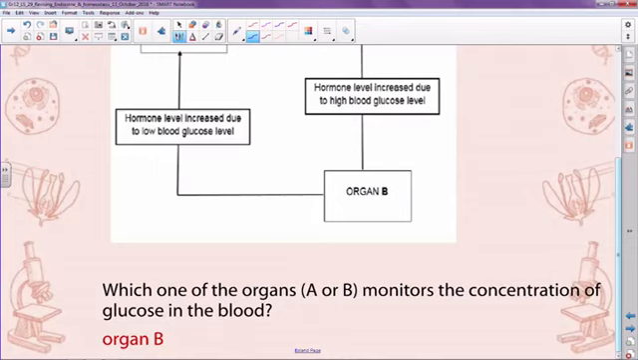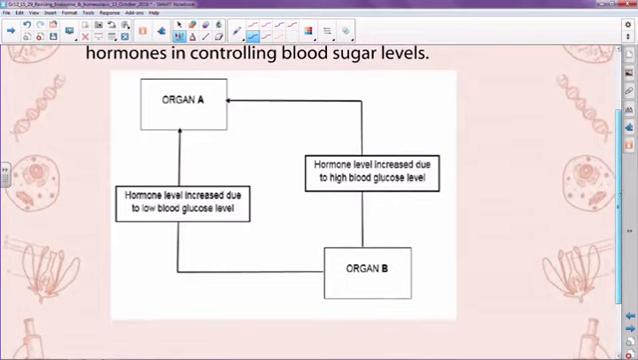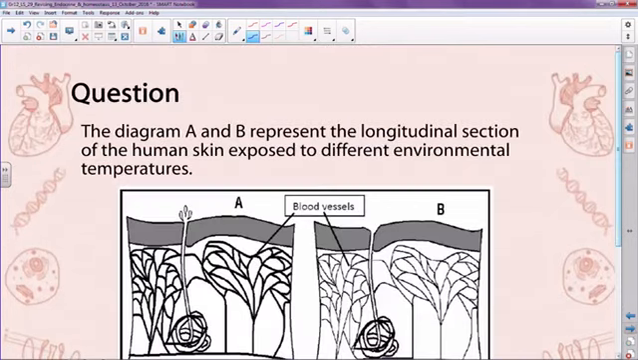So all of this, if we have a look at it, the liver picks it up. There we go. And the organ that it tells, if that thing is low, you need to secrete from the pancreas, islets of Langerhans and all of that. Right. Okay. Next one. New question.